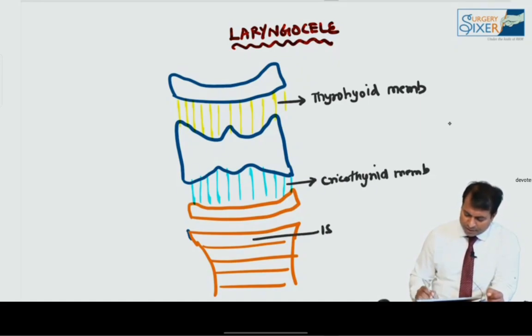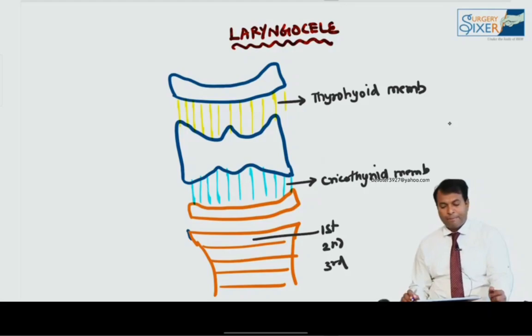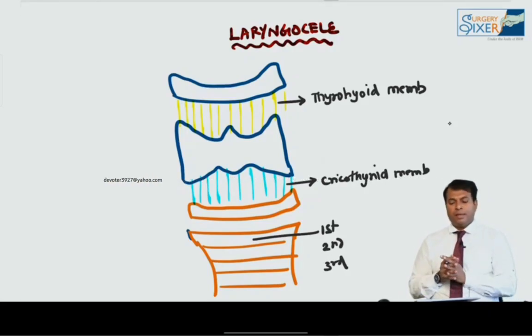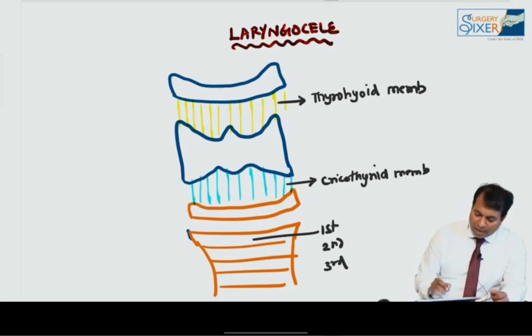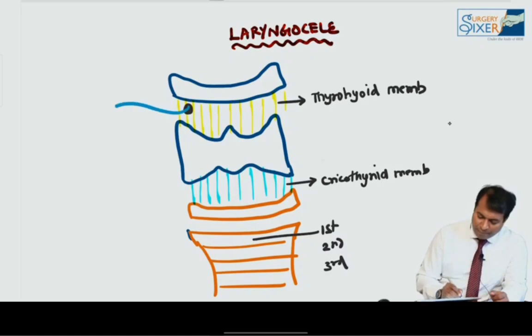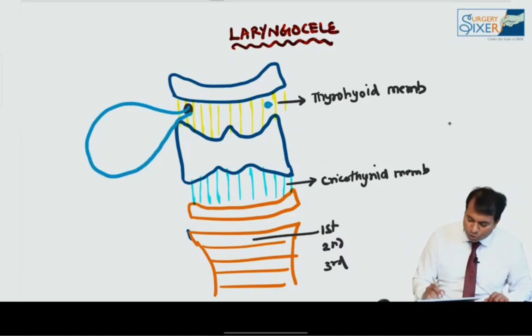And this is first ring, second ring, third ring, keeps going on like that. Now, I want to tell you some interesting MCQs based on this anatomy. So, laryngocele is nothing but weakness of the thyrohyoid membrane. There is a weakness in the thyrohyoid membrane, and the laryngeal mucosa comes out on both sides usually.